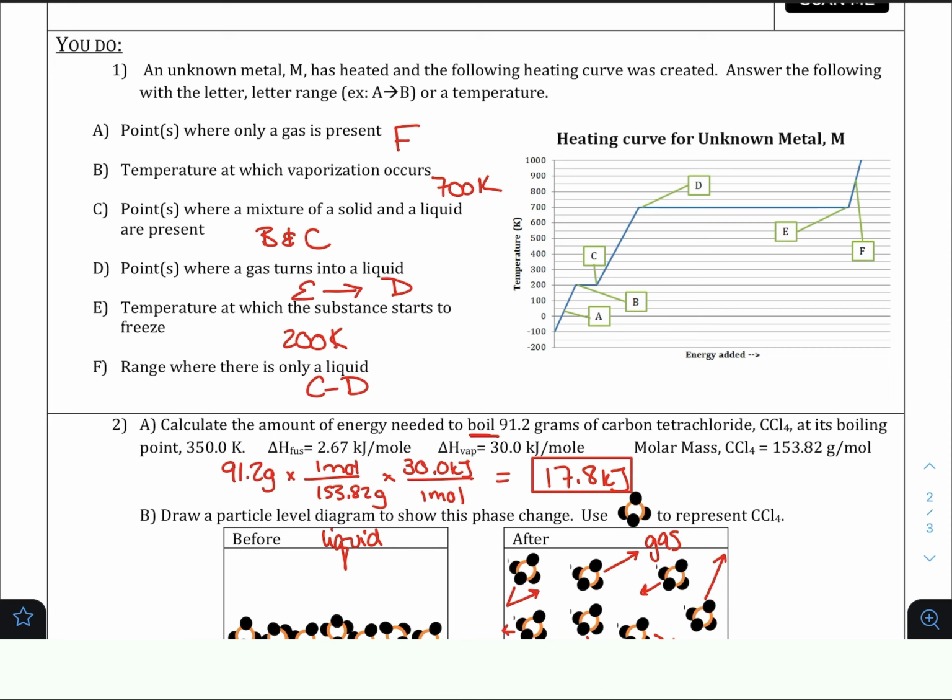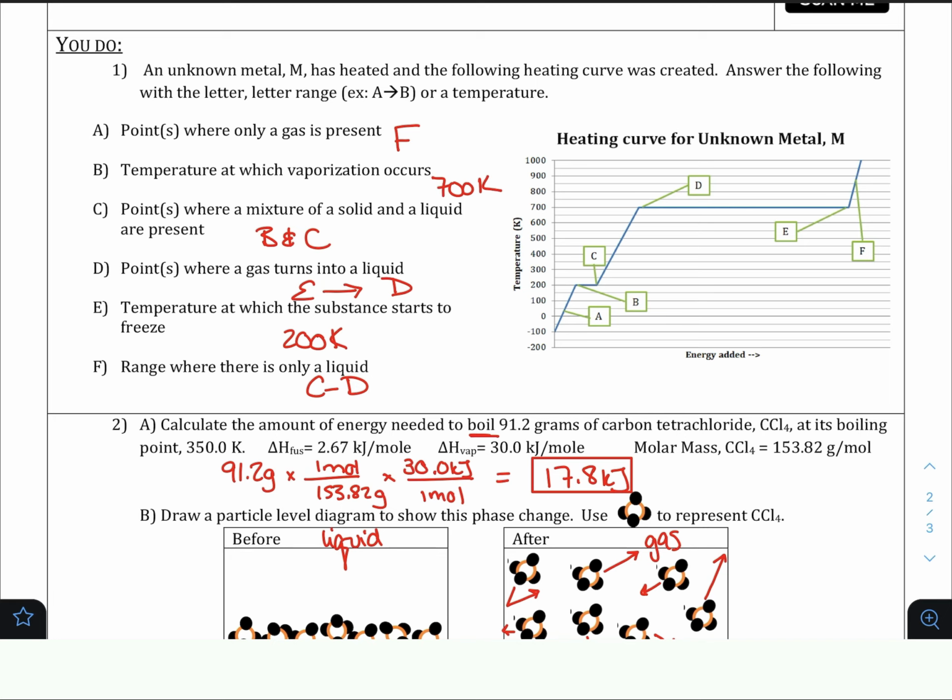All right. D, points where a gas turns into a liquid. A gas turns into a liquid. So again, that means we're going in the opposite direction, from point E to point D. You've got to be really careful with what you're being asked. It's not liquid to a gas, which would be D to E. It's gas to a liquid. E, temperature at which the substance starts to freeze. That's also the temperature at which the substance starts to melt, depending on the way you're looking at it. So we're looking at this plateau right here, 200 Kelvin.